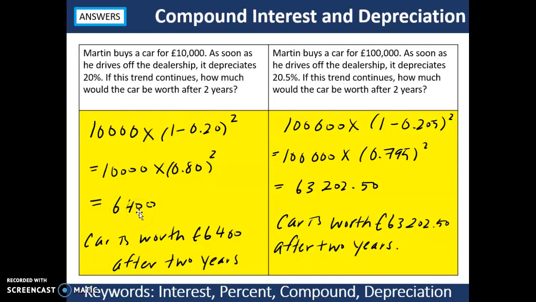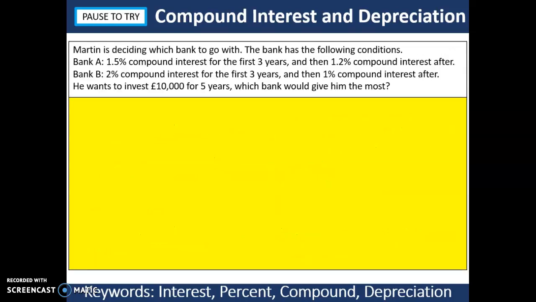Whereas on this side, you start with 100,000, you times it by 1 minus 0.205, and that's because of this percentage here, which is just another way of saying 0.795. You do your calculation, this is how much you get left. So obviously, the higher amount that you start with, you're going to lose more. And this question right here is actually really popular in exam questions, where they give you two banks and then they want you to decide which option is better. So pause and give it a go.